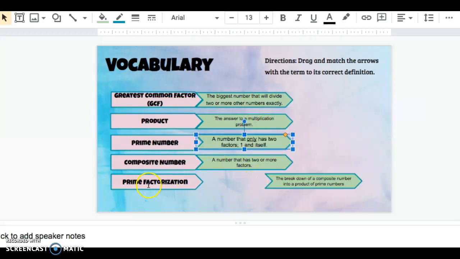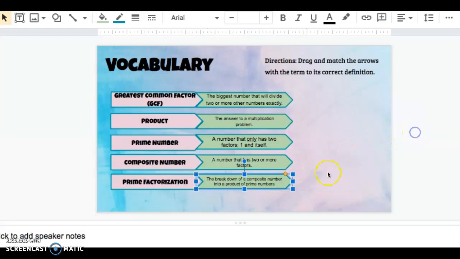And then again, prime factorization is when you break down a composite number. So again, 12. You're breaking it down to only get to prime numbers. So then you click and drag. And then that's vocabulary for today.